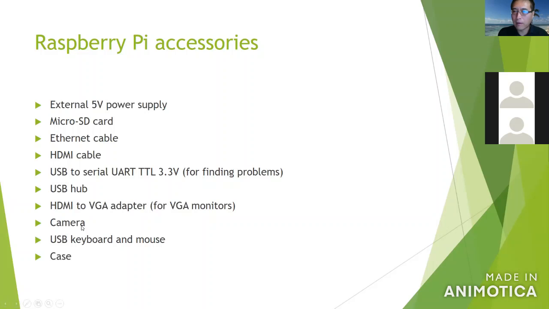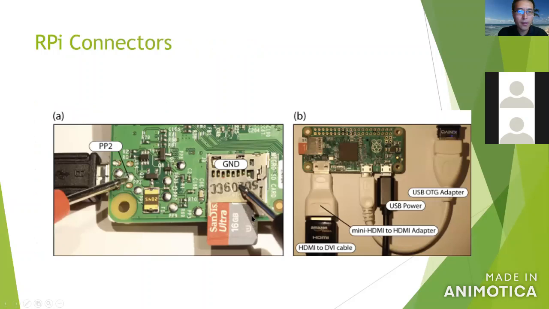And camera, we have cameras for each Raspberry Pi system in the lab. Like I've said, in the future, I will let you borrow this and hold this for the whole semester. And USB keyboard and mouse. And sometimes we can use a case to protect the Raspberry Pi. So the Raspberry Pi connectors, you can see we have this. This is for the SD card.